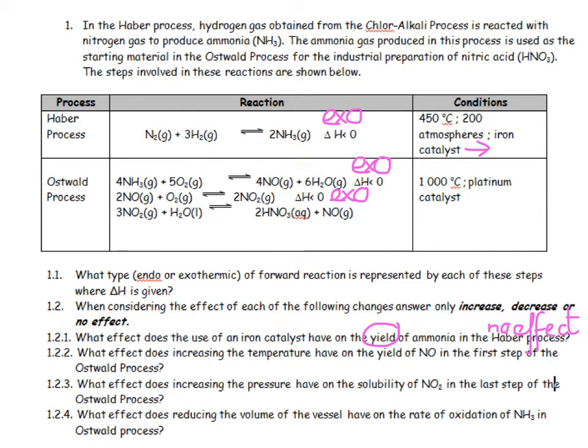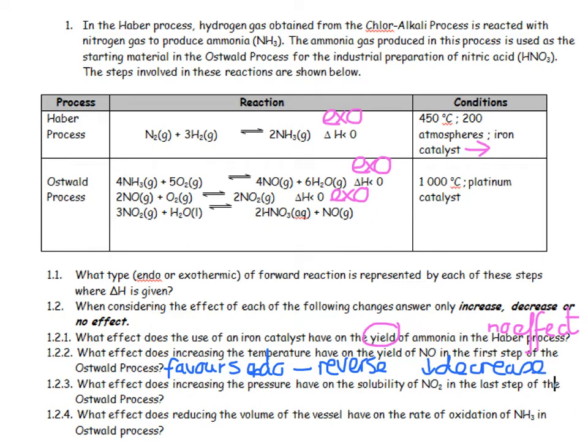What effect does increasing the temperature have on the yield of nitrogen monoxide in the first step of the Ostwald process? So now what we're trying to do is take a look: if I increase the temperature on this reaction, will I get more or less product? Remember, an increase in temperature always favors endo. We've just said that this reaction is exothermic, so it favors the reverse, which means, what's going to happen to my yield of NO?